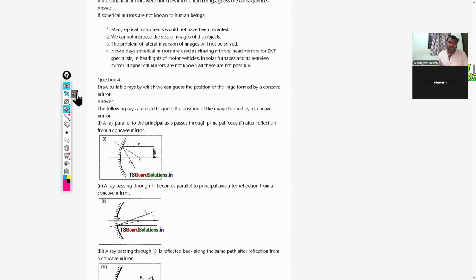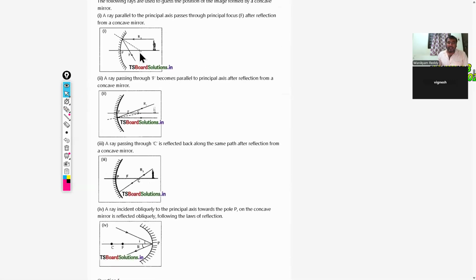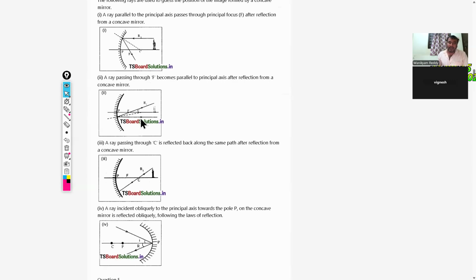Here he has shown the laws, I think. This is law 1, this is law 2, this is law 3, this is law 4. You already know all the rules. Okay?